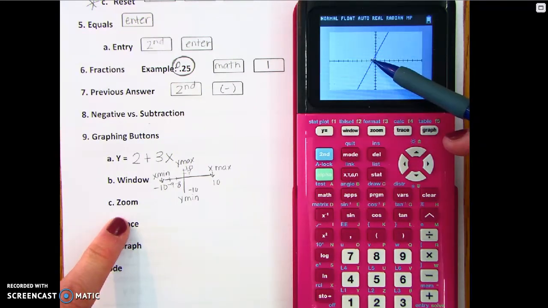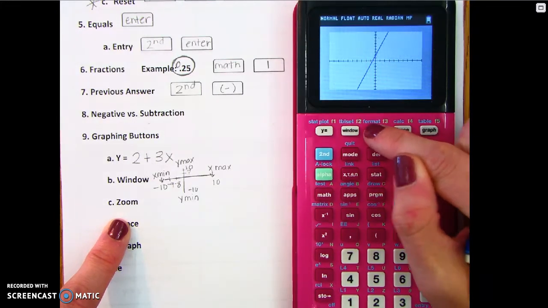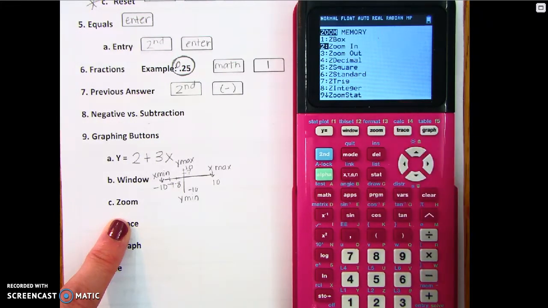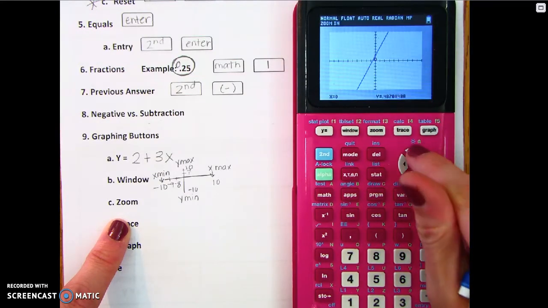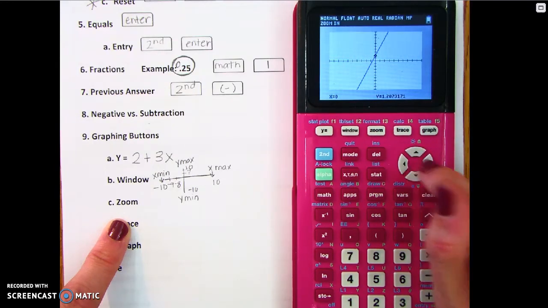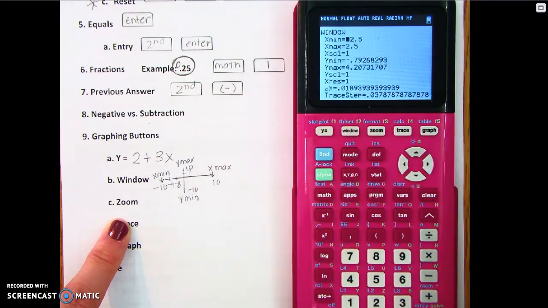If there's a specific part of the graph that you want to see, you can use the zoom button. So if I hit zoom, I can zoom in. So choose number 2 for zoom in. The trick is that, see this blinking cursor right here? Move it to whatever you want to zoom in on. So if I want to zoom in on the y-intercept, I press enter. And I can see very clearly now that the y-intercept is 2. If you hit your window again, press window, see how the window now is not -10 to +10, -2.5 to +2.5, because we zoomed in.